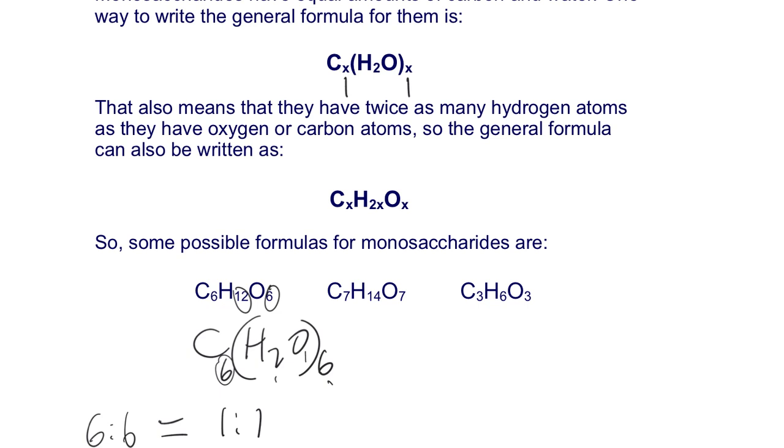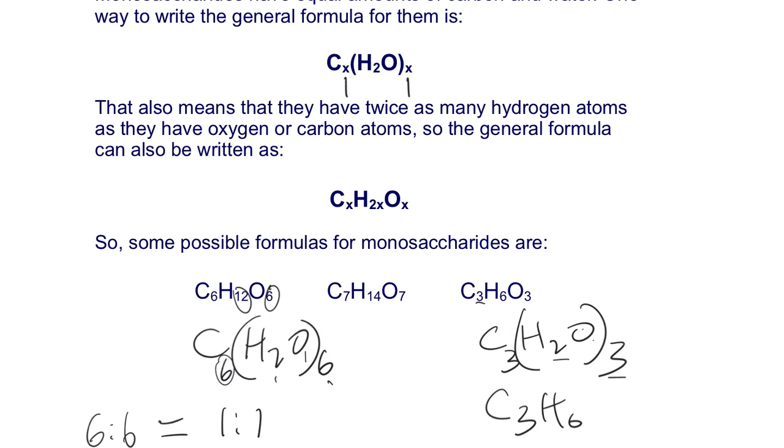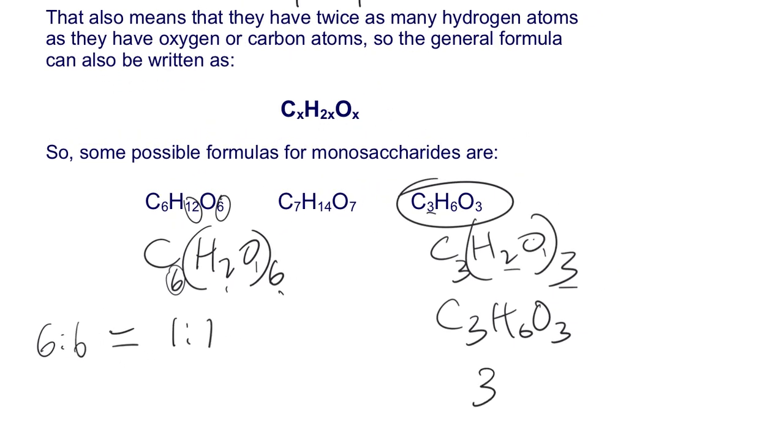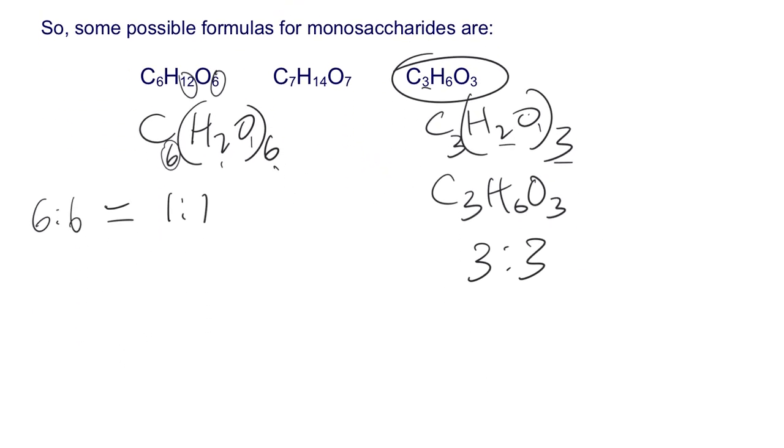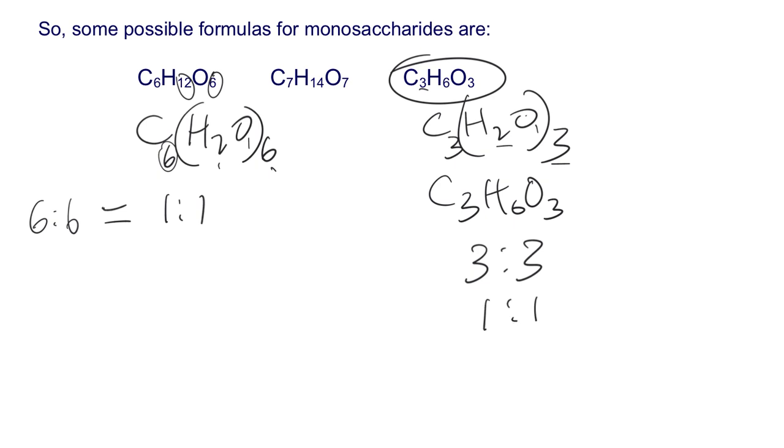Any monosaccharide is going to follow this. So in this case, C3, and if you work it out, H2 times 3 is 6, O1 times 3 is 3. So you get always a 1-to-1 ratio of carbon to water in monosaccharides.